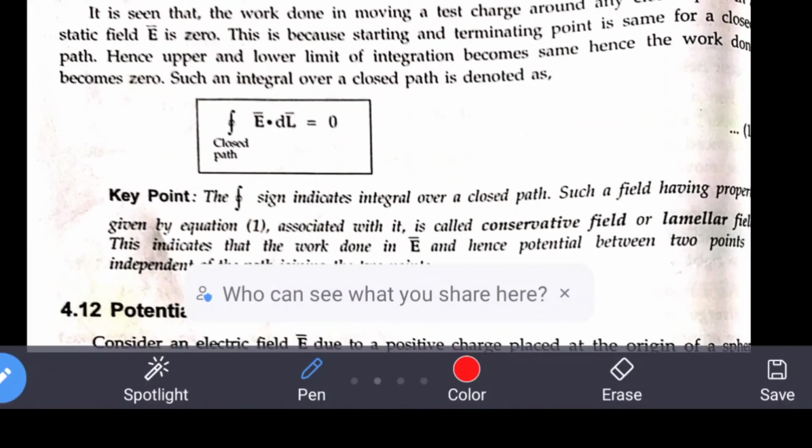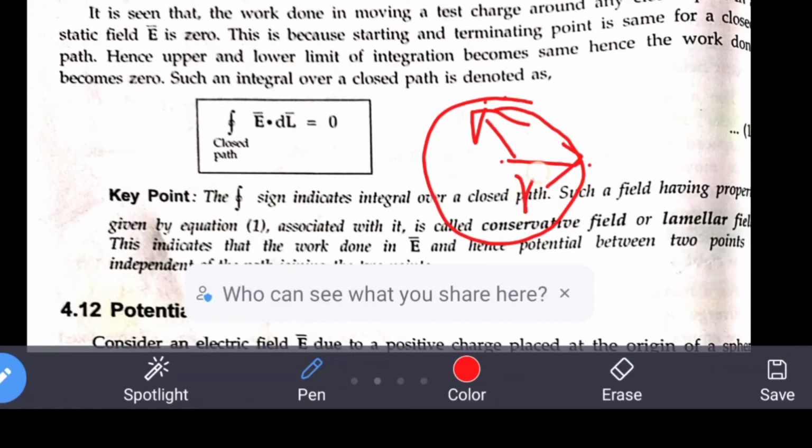Work done becomes 0 because the limits are at the same distance R1. If you consider the radius R1, the potential at this point is the same, and at another point also at R1, the potential at this point is also the same. Hence work done is 0 because the upper limit and lower limit are the same, R1 only. R1 to R1, if you integrate from R1 to R1 over any closed path, then it becomes 0.